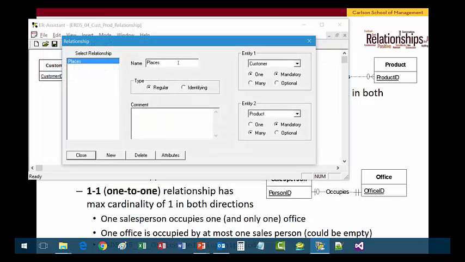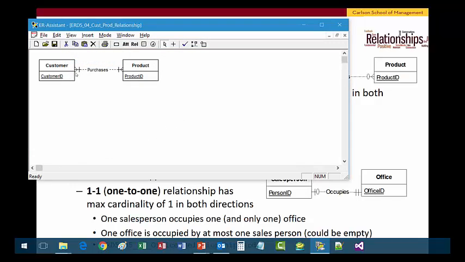The places relationship is going to be replaced with purchases. So many customers can purchase many products, and for now let's make both minimum cardinalities mandatory, as we are right now concentrating on the maximum cardinalities anyway. If you close this, it is clearly going to read that many customers can purchase many products and the other way around, which certainly makes sense.